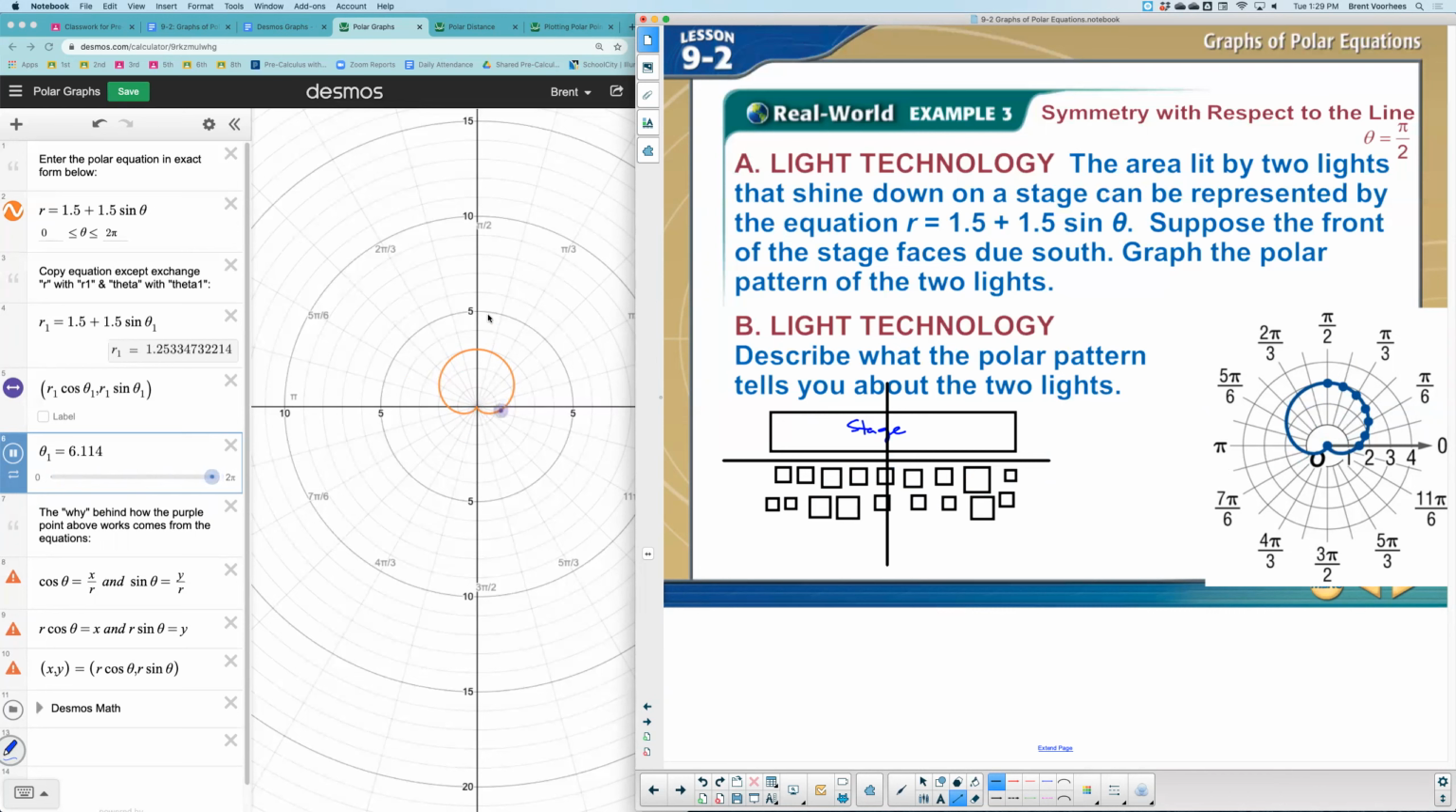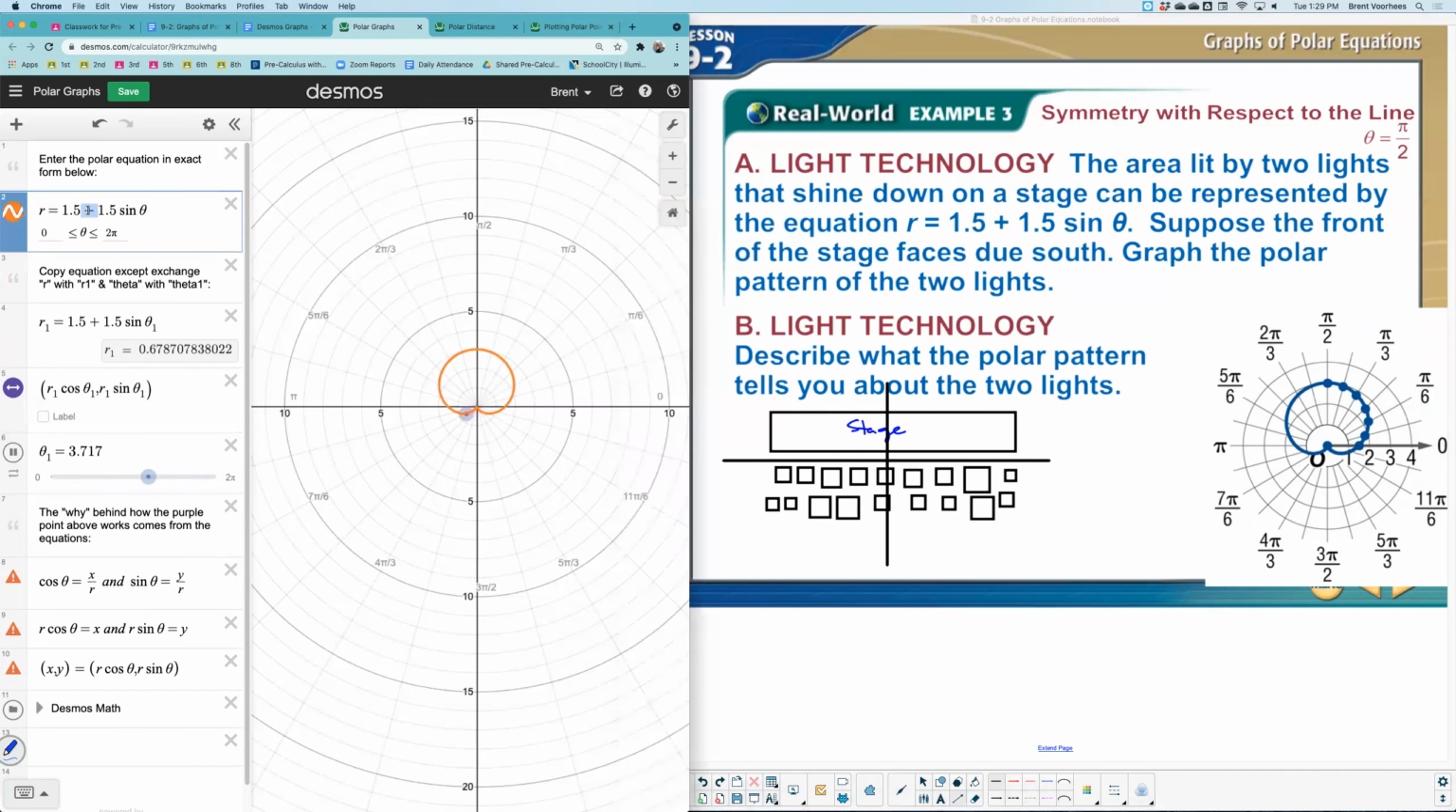By the way, this would have symmetry at pi over 2 because it's sine. Sine is y, so it'll be graphed on the y-axis. Because this sine is positive, it's graphed upwards. If it had been negative, everything would have been the opposite. But it wasn't, it was positive. That's why it was up on the positive side.